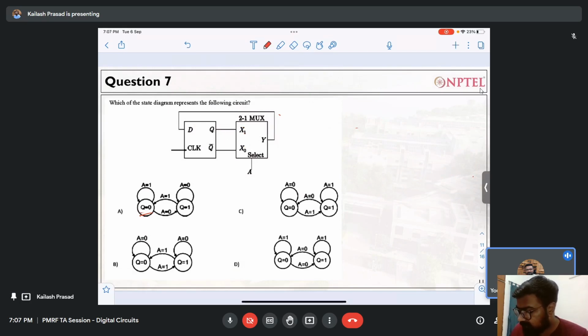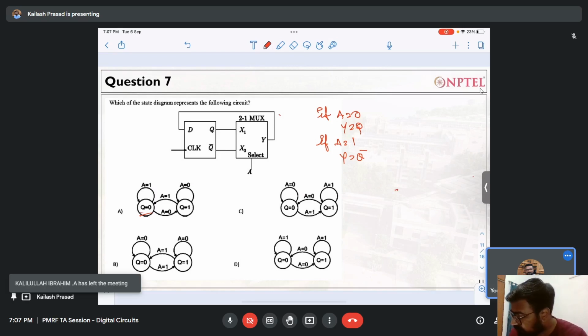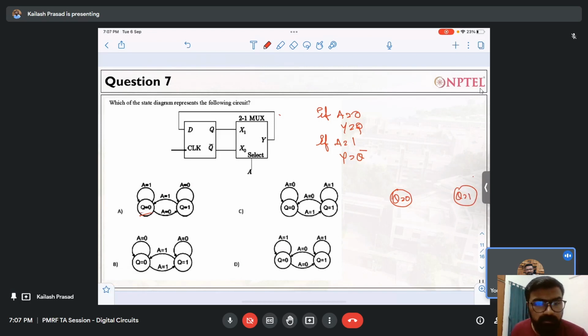You see, it is a multiplexer. So if a is equal to 0, y equal to q. If a is equal to 1, y equal to q bar. Okay, so this state machine has been designed for q, right? So I have two states. Either q is equal to 0 or the other state is q equal to 1. Now what will be the next state, I have to find out on the basis of a.